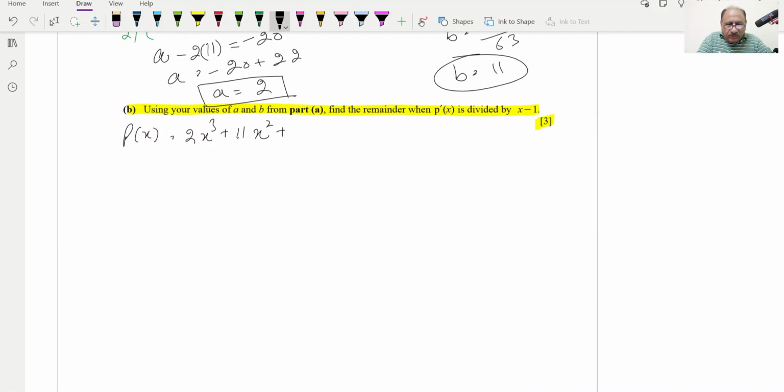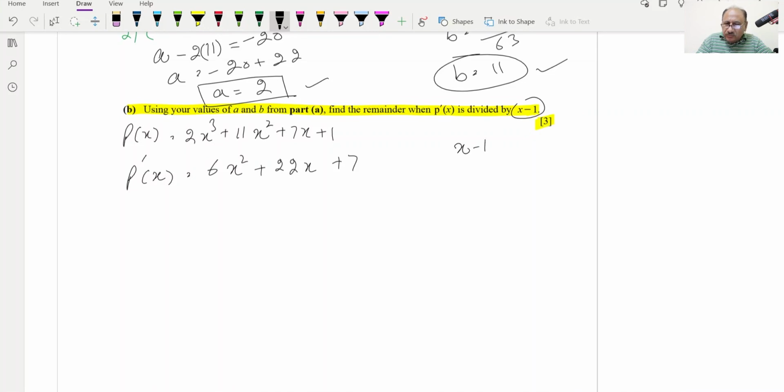x squared plus 7x plus 1. So these values which we found in part a we have incorporated in this step. So now we can find p dash of x. This will be the derivative: 2 into 3 will be 6, so 6x squared, and plus 11 into 2 will be 22, so 22x, and plus 7. This will be the first order derivative. And then what we have to do is p dash of x is divided by x minus 1.